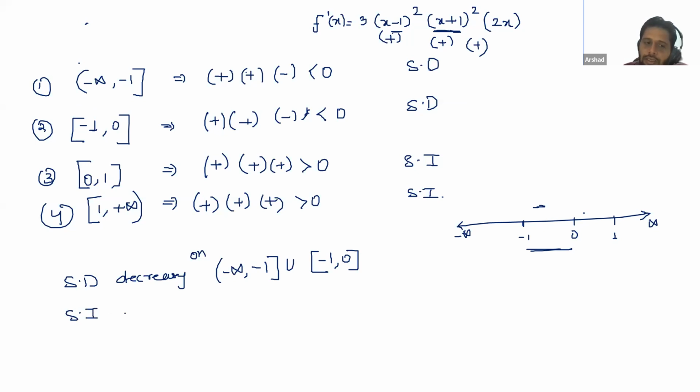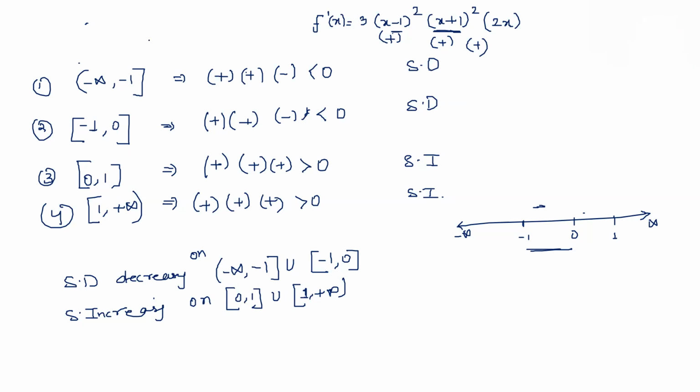Similarly, strictly increasing on these two intervals, 0 to 1, union, 1 to infinite. We can further also write a common result, but this is fine. So I hope the universal concept is clear to everyone. If you have two results and you're getting strictly increasing or strictly decreasing on them, please combine the result and write the union. I hope this is clear to everyone.